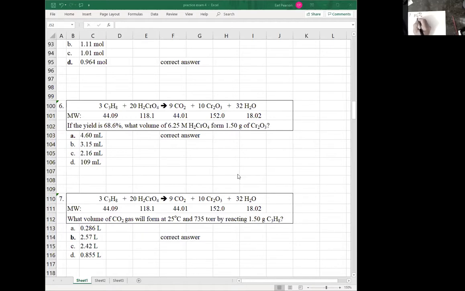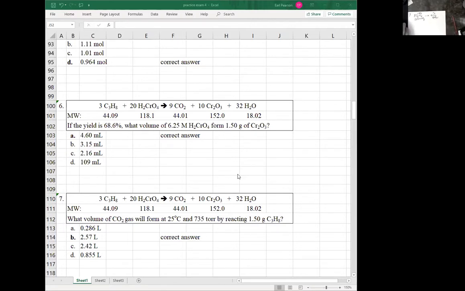And the equation is showing 3 times 44.09 grams of propane. Now I'm going to make carbon dioxide. In this case, I've got 9 CO2s. And we want to know an amount of CO2. And so what I'm going to do is calculate moles, because I know that PV equals nRT. So the equation is showing 9 moles.